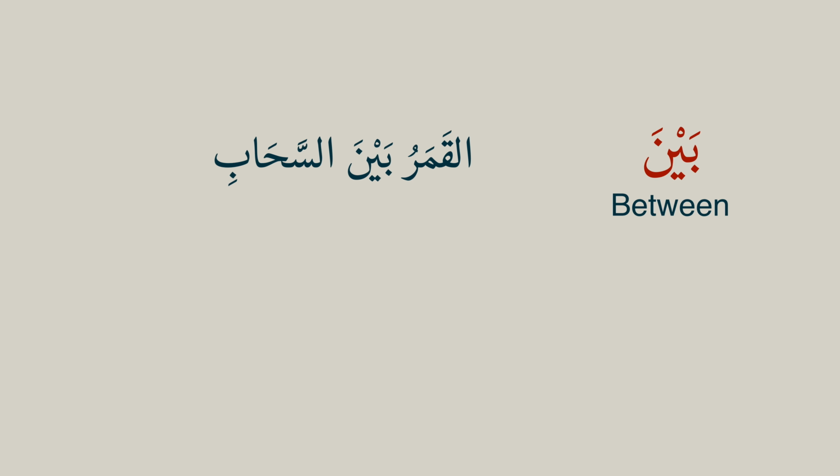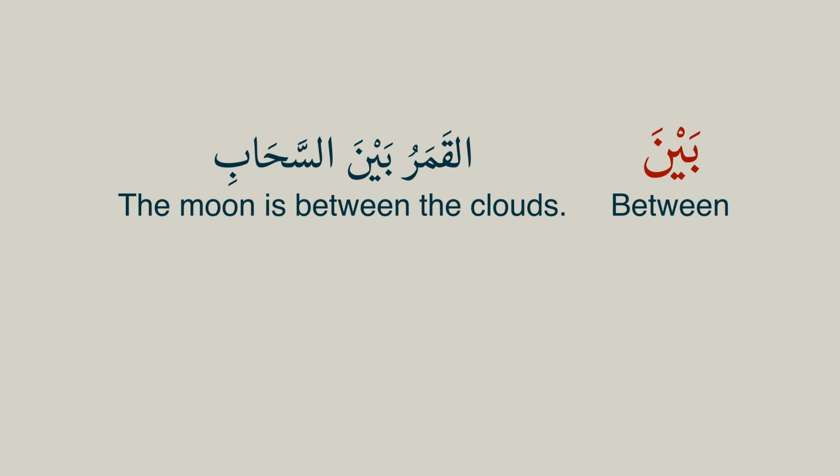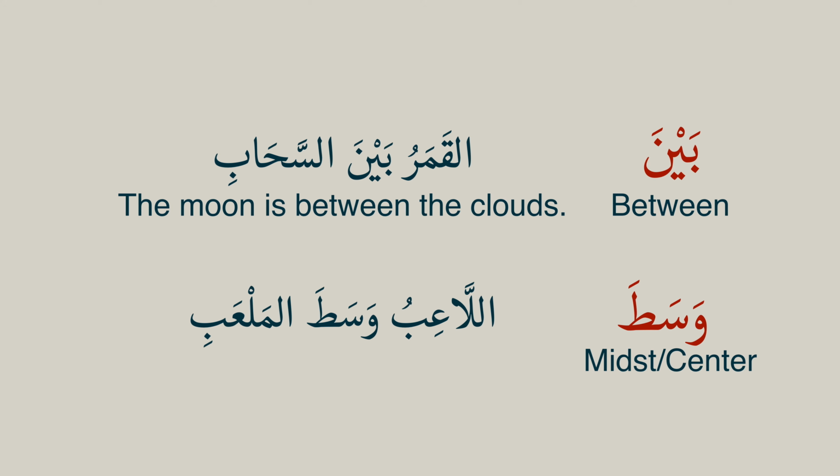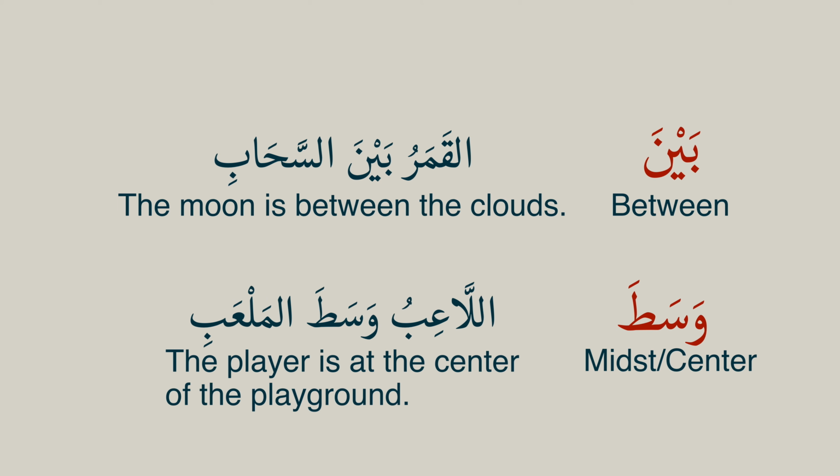Number seven, بين, meaning between. For example, القمر بين السحاب, meaning the moon is between the clouds. Number eight, وسط, meaning midst or center. For example, اللاعب وسط الملعب, meaning the player is at the center of the playground.